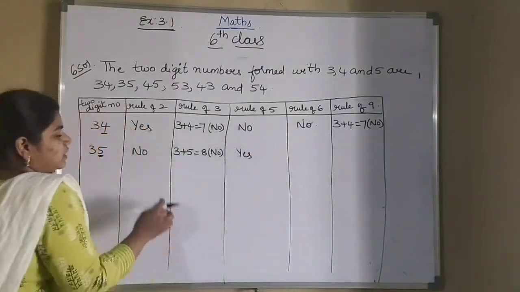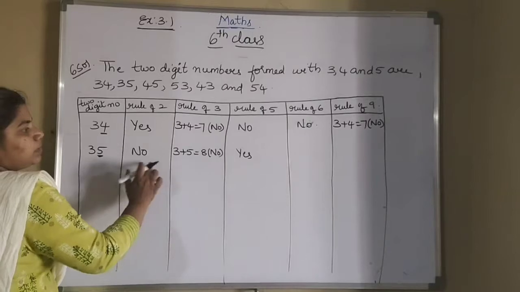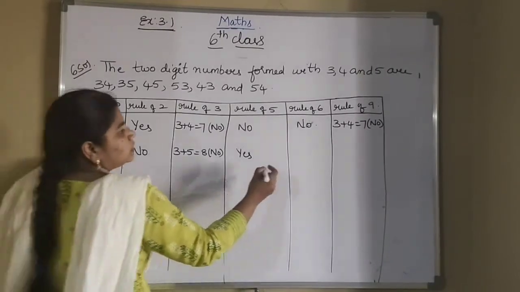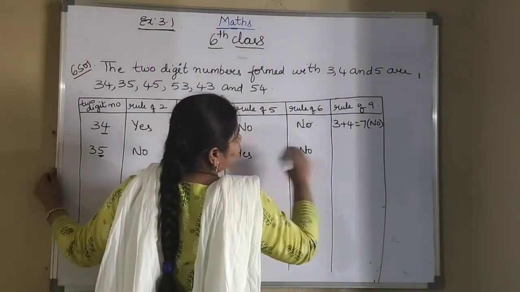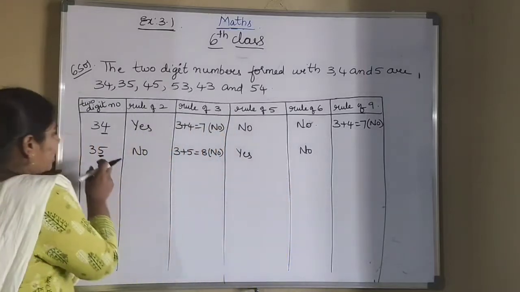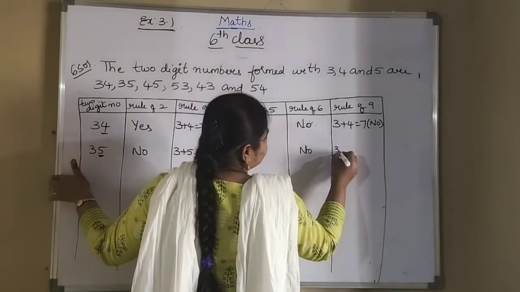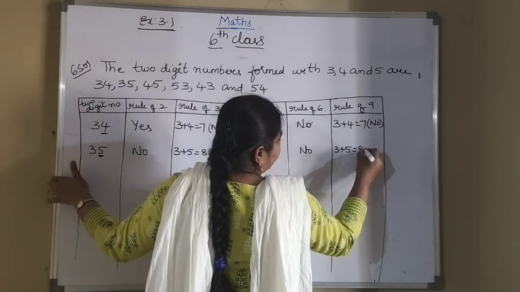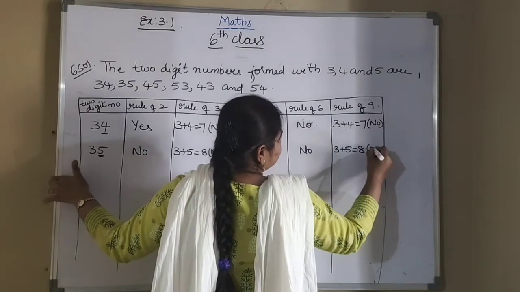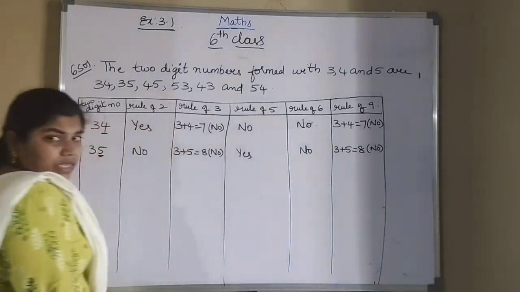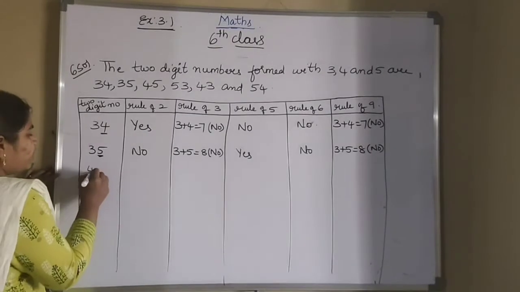Next, rule of 6. Both should be divisible, but here both are not divisible, so this is also no. And rule of 9, we have to add these two. 3 plus 5 is 8. 8 is not a multiple of 9, so no. Okay. Next number is 45.